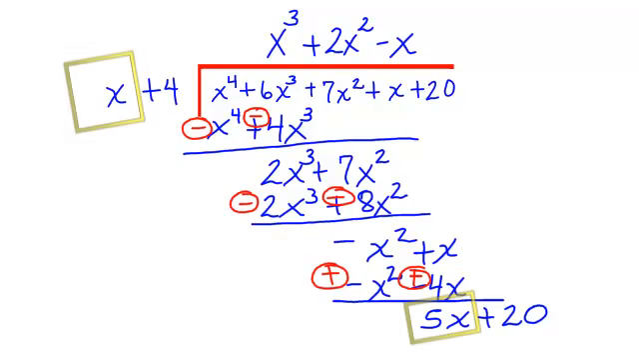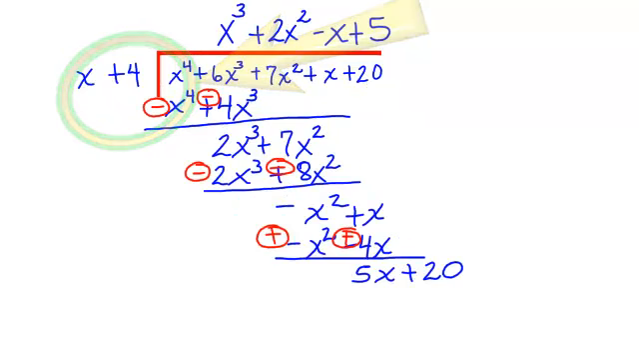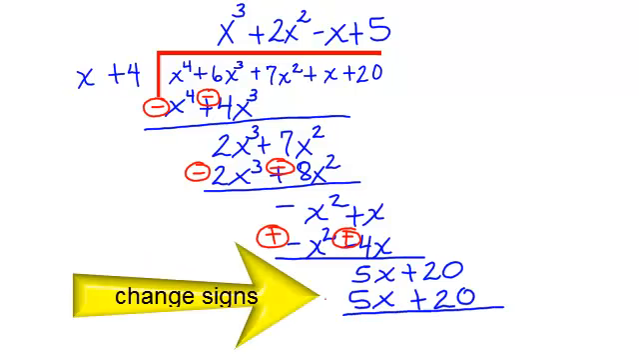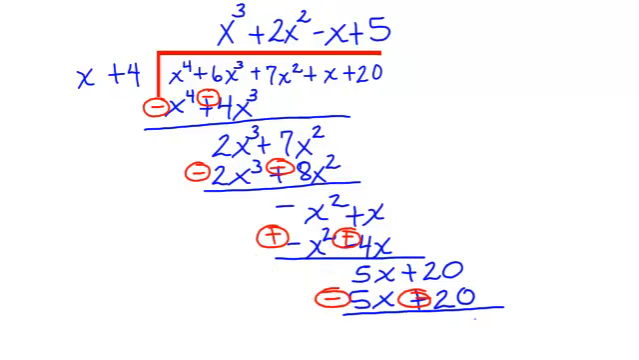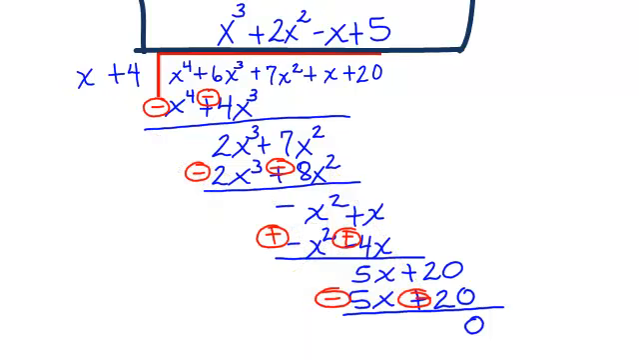X will go into 5x 5 times, a positive 5. Take this 5 and multiply it by this binomial. 5 times x is 5x. 5 times 4 is 20. Draw your line and subtract. So that will become a negative. That will be a negative. And the remainder is 0. So your answer is x cubed plus 2x squared minus x plus 5.